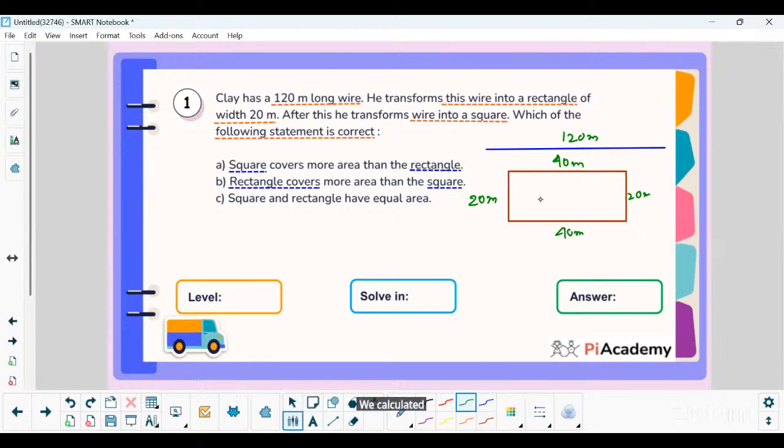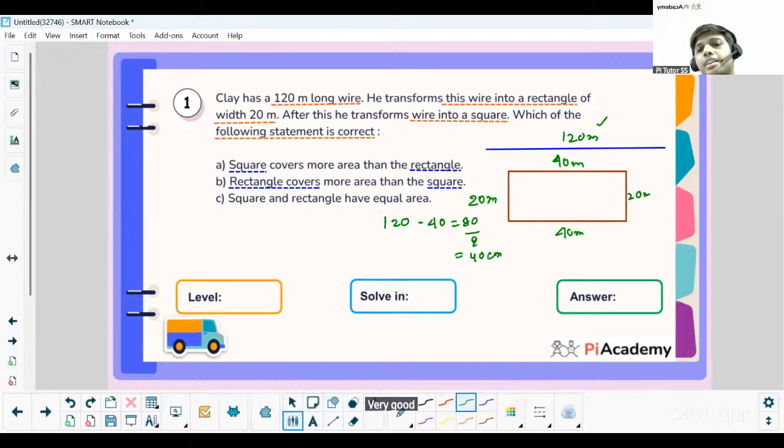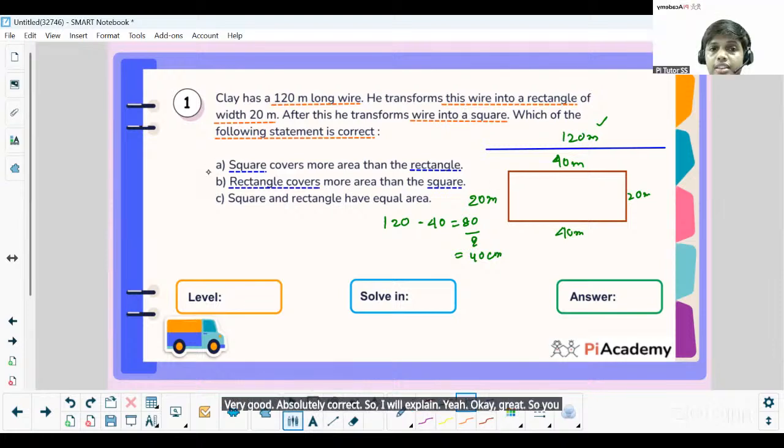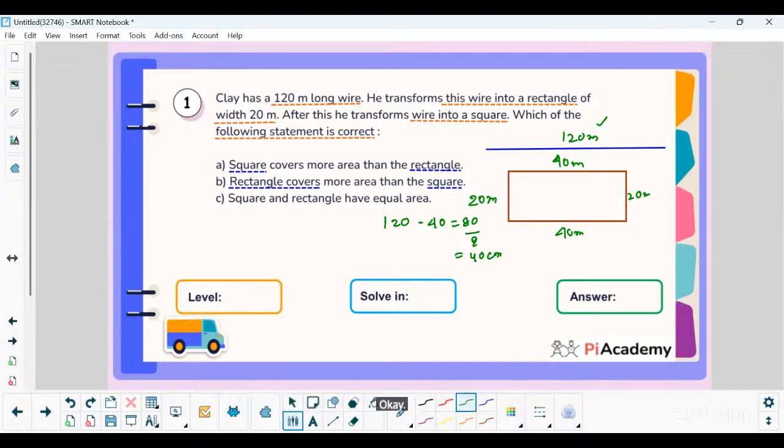Since it's a 120-meter long wire, the width is 20 meters. It's on both sides, so it's 40, and then 120 minus 40 equals 80, and then 40 has to go on each side because you divided it by 2. Very good. Absolutely correct. So the answer is B. Okay, great. So you have calculated the area of the square as well, I think. Okay, nice. Very good, Venkat.